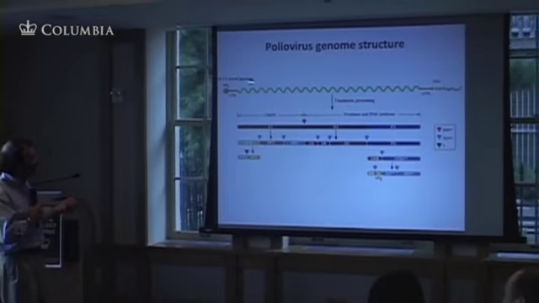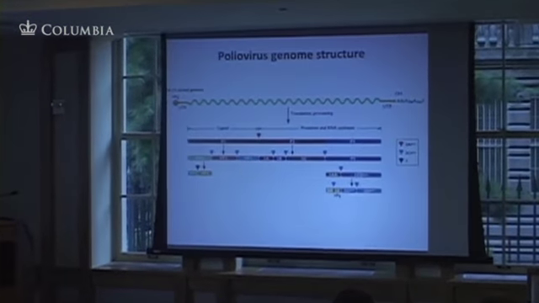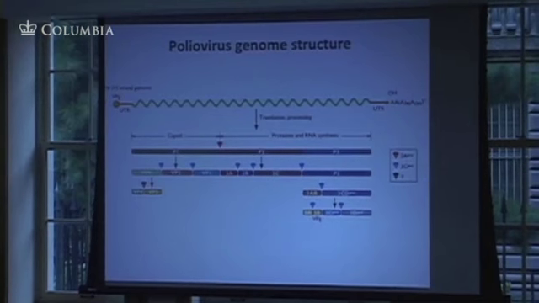Now this RNA genome encodes all the information to make polio. And these viruses express their genetic information in different ways.